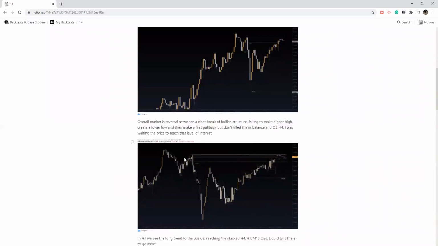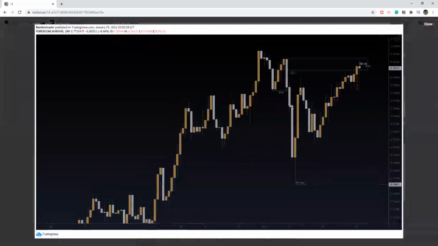Overall the market is in reversal as we see a clear break of bullish structure and a failure to make a high. Okay, so we're looking for a reversal to the downside. Let me see then.